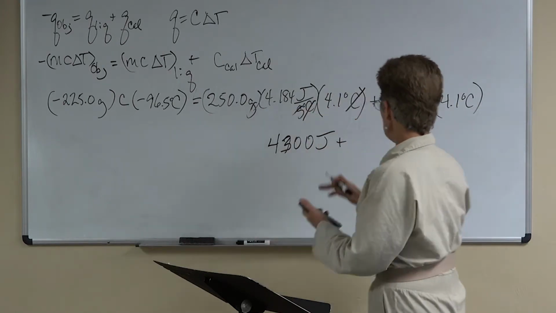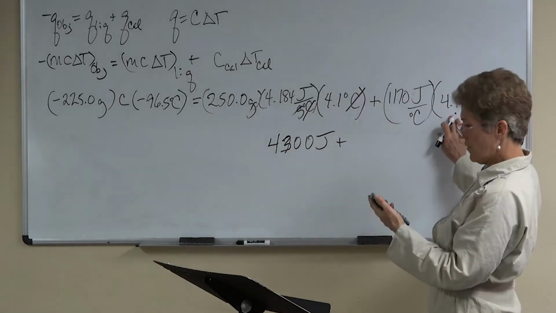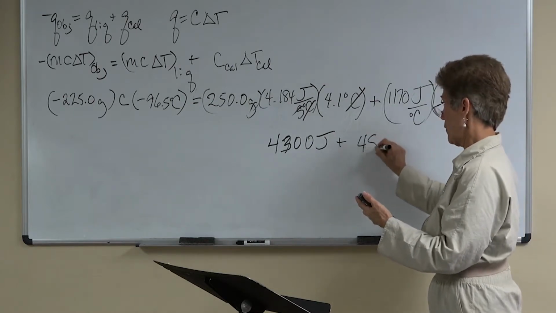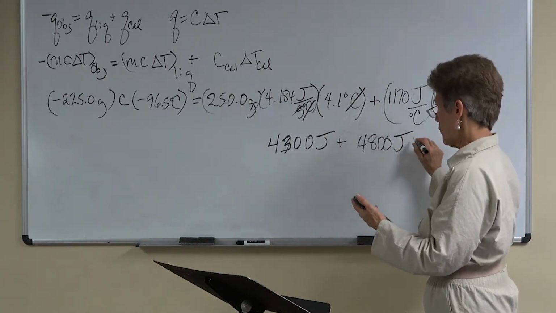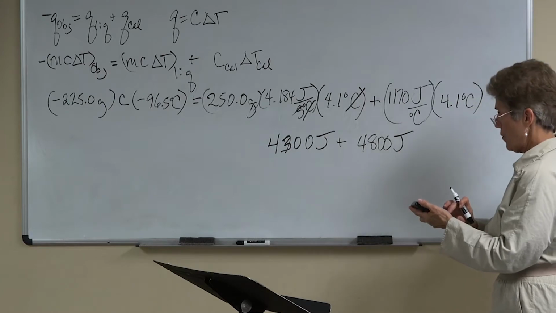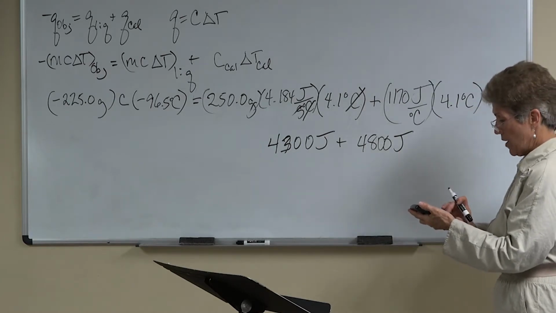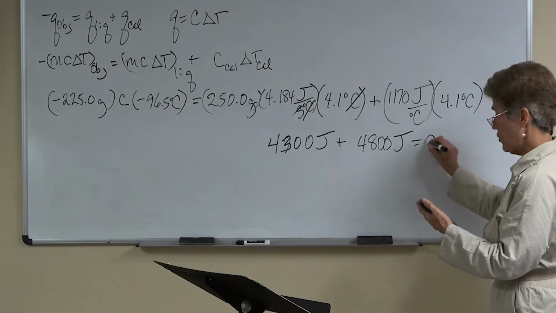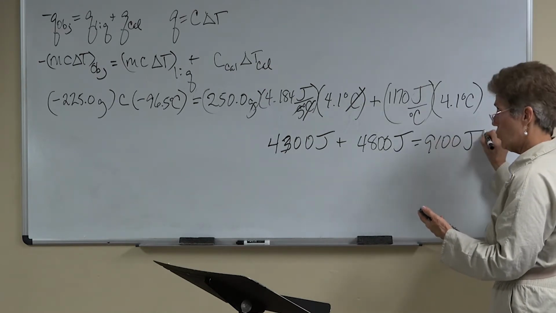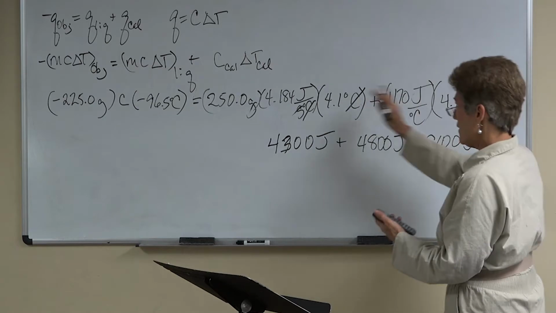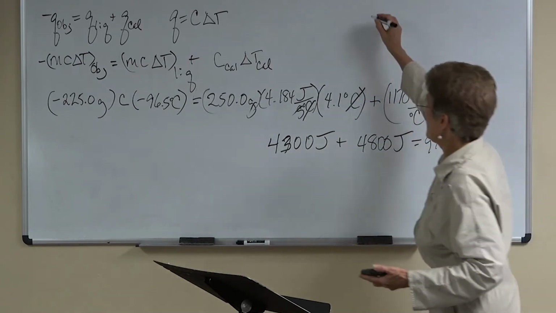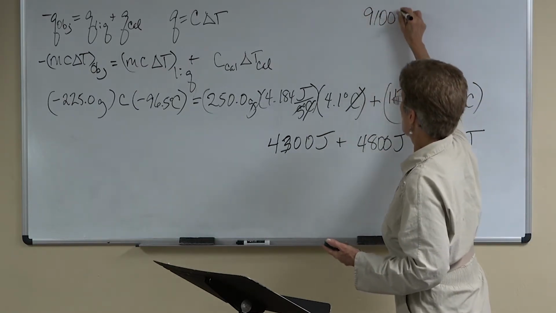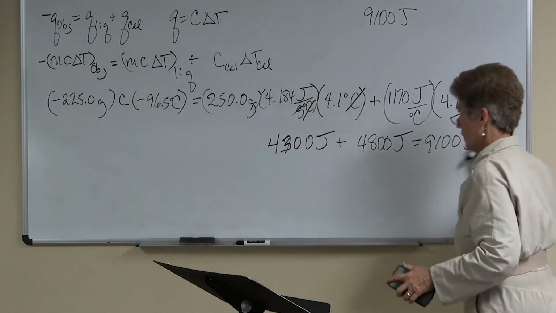Joules plus 2 significant figures, joules. Obviously that was not what I got in my calculator. I had to round up to that to keep it at 2 significant figures, joules. Okay, so this side is 9100 joules, this whole side.